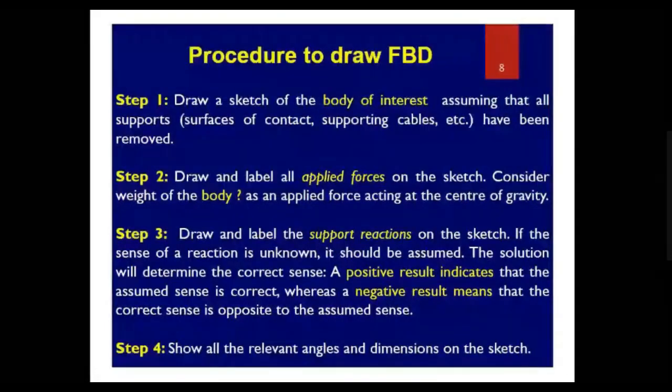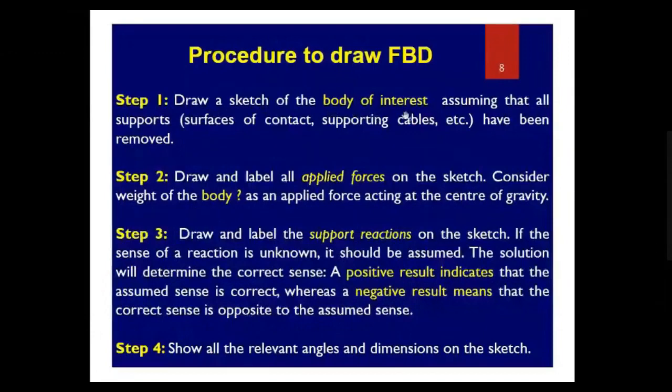The first step is to draw a sketch of the body of interest. So whichever body you want to draw the free body diagram of, separate out that body from the surrounding, assuming that all the supports, surfaces of contact, and supporting cables have been removed. So remove all the supporting bodies from that body and separate out that body of interest, and then draw the applied forces on that body, draw the reaction forces on that body, label those forces, also label the different distances.